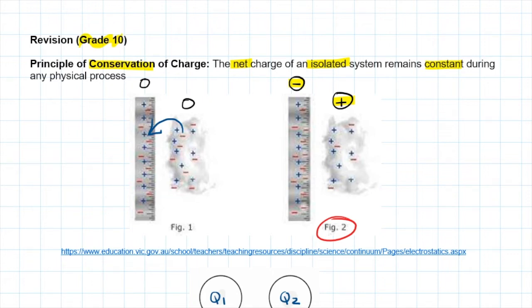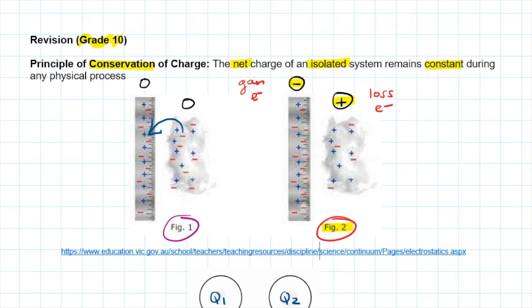This means that the reason why the ruler is negatively charged is because there was a gain of electrons, and the reason why the cloth is positively charged is because there was a loss of electrons. So electrons were not just created or destroyed, they were transferred from one object to another. And this is basically what the principle of conservation of charge is saying. If you add up all of the positive charges in figure 1 and all of the negative charges in figure 1, you're going to see that they are equal to the number of positive charges in figure 2 and the total number of negative charges in figure 2.